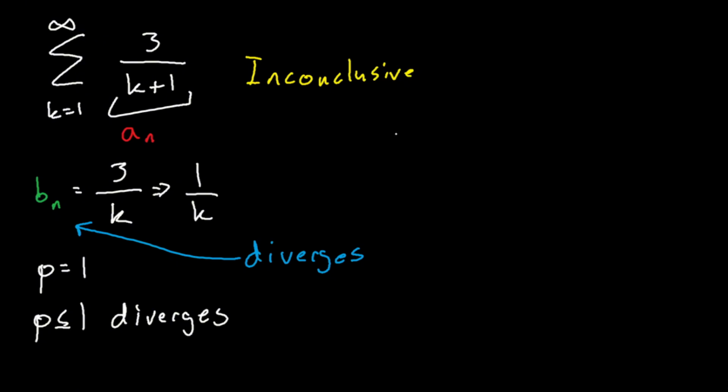Yep, it's inconclusive. Remember, if b of n converges, a of n converges as well. If a of n diverges, then b of n also diverges. But none of these conditions state that if b of n diverges, a of n diverges as well. Right? None of these say b of n diverges at the beginning. So boom, this is inconclusive. You would need to use a different test for this, likely the limit comparison test.